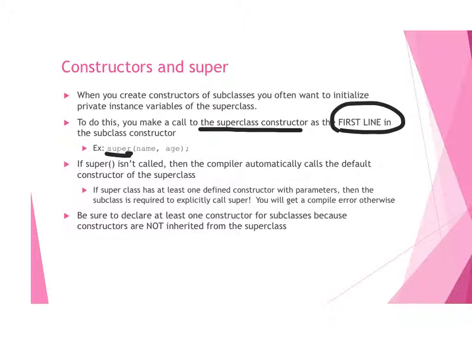Now this is a very important note to make because if the superclass has at least one defined constructor with parameters, then the subclass is required to explicitly call super and call this constructor. If you don't, you will get a compile error. So it's always a good rule of thumb to declare at least one constructor for subclasses because constructors are not inherited from the superclass.